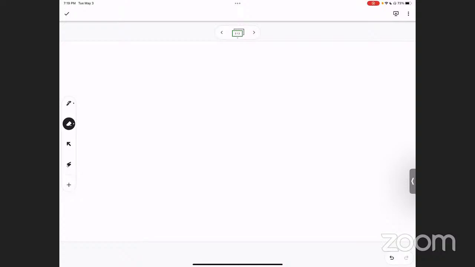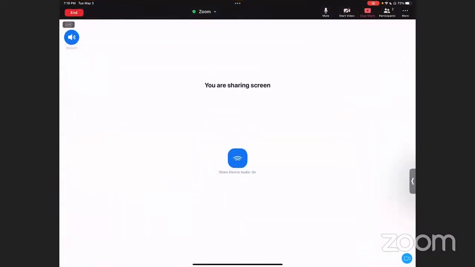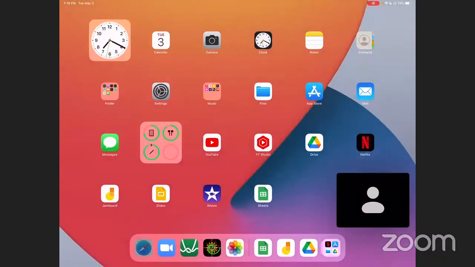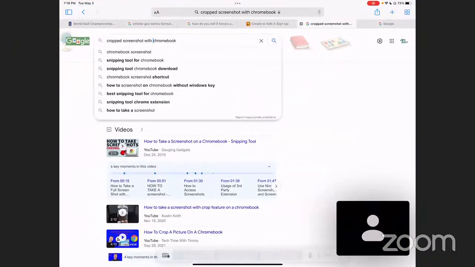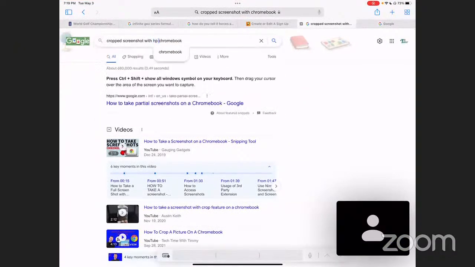Is that what you tried to do last time? You take a picture with your phone? No, but I'm trying to do that now. Maybe that will work. Do you know what the model of your Chromebook is? Is it an HP or Dell? It's HP.